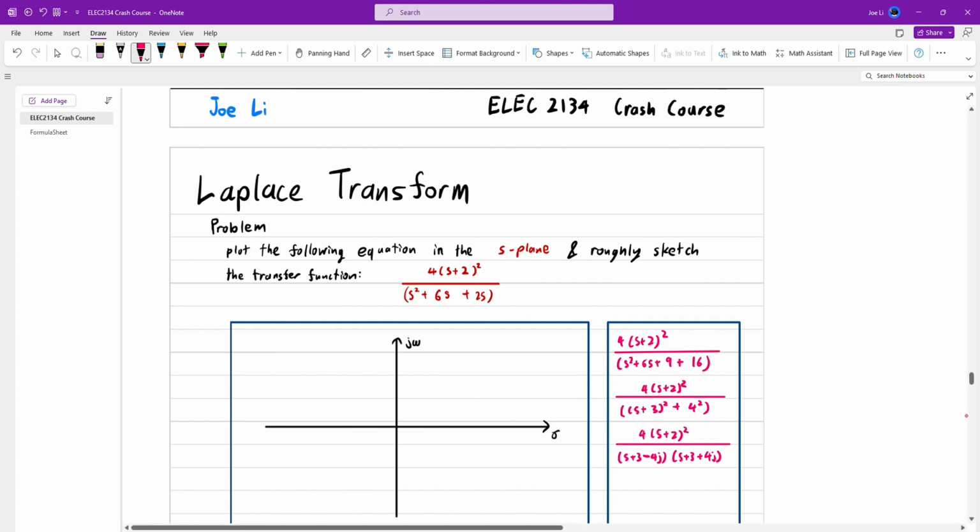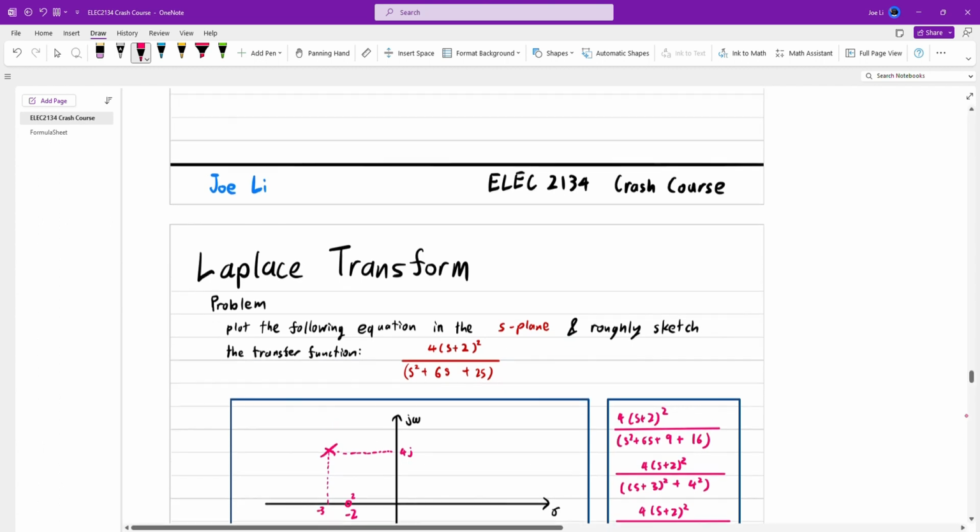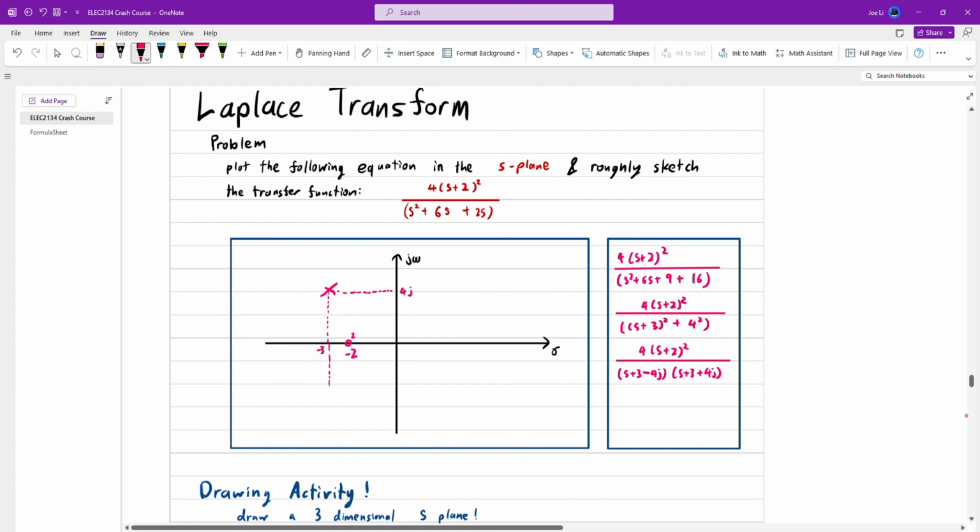Now, plotting this, let's plot the zeros first. We can see two zeros at s equals -2, so let's plot it here. -2. You can label a little 2 here just to indicate there's two zeros. Now the poles: one at -3 plus 4j, sorry, j and i is the same thing. A pole is indicated by an x, and also another one here, which is -3 minus 4j. So we have two poles. It doesn't look really good, but you get the idea. -3 minus 4j, -3 plus 4j. So two poles and two zeros.